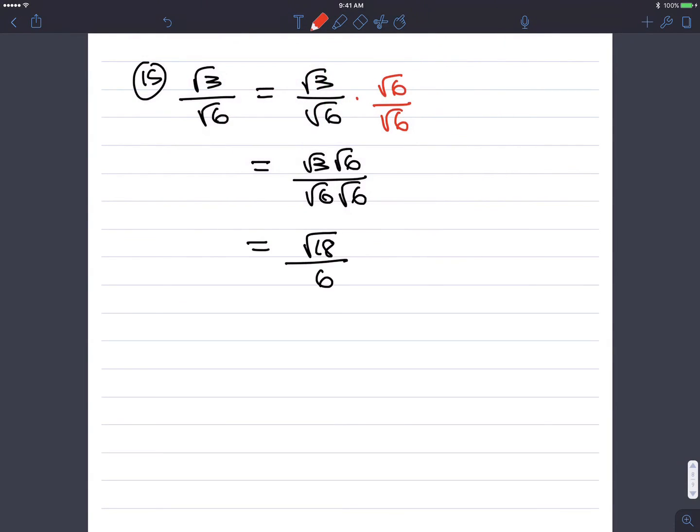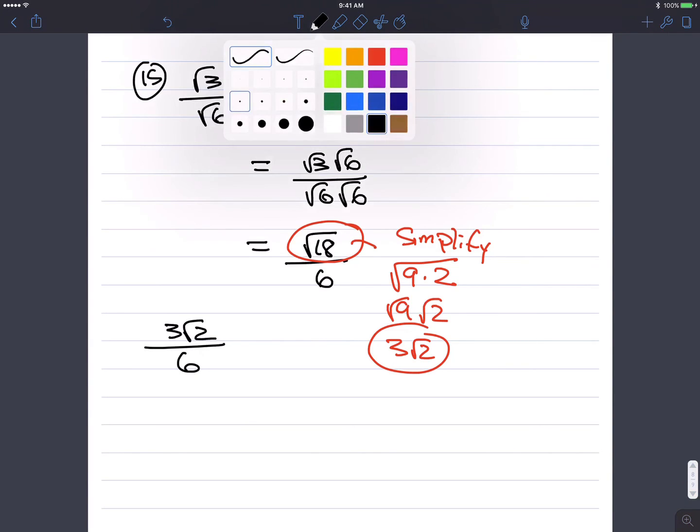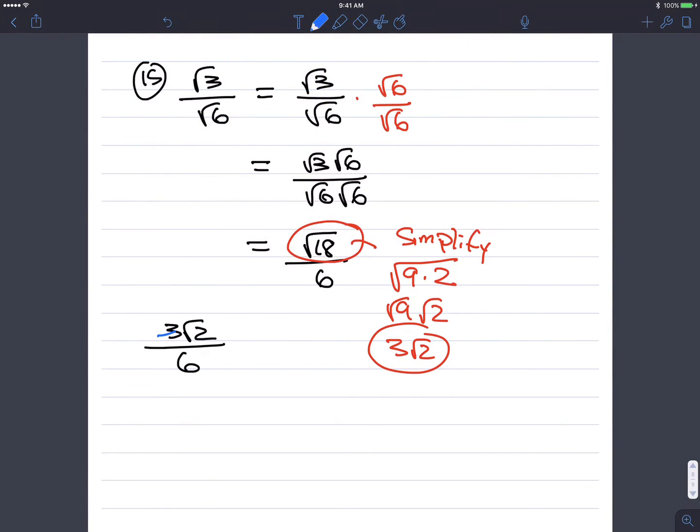We can simplify the square root of 18. Nine is the largest perfect square that goes into 18, so this is 9 times 2. Product rule, square root of 9 is 3. I'm going to replace my square root of 18 with 3 times the square root of 2. 3 times the square root of 2 over 6. Again, we can only simplify the fraction 3/6.